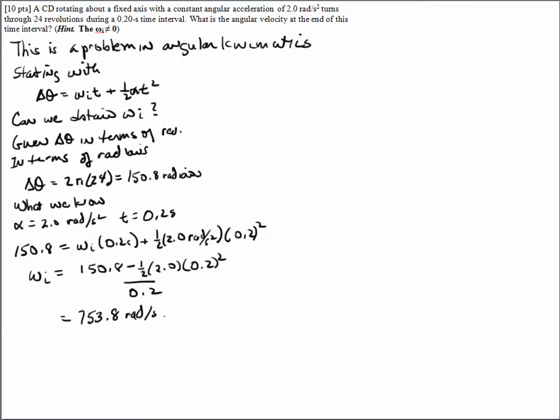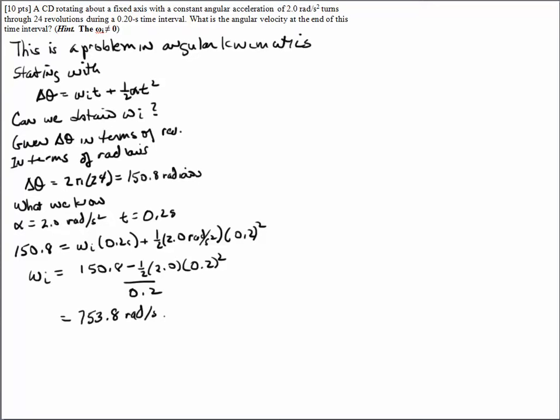And solving for the initial angular velocity, we set that equal to the numbers, and we come out with the initial angular velocity equal to 753.8 radians per second.